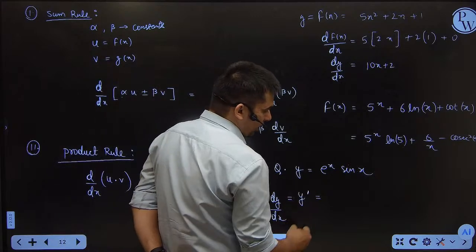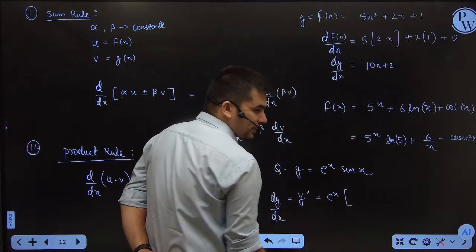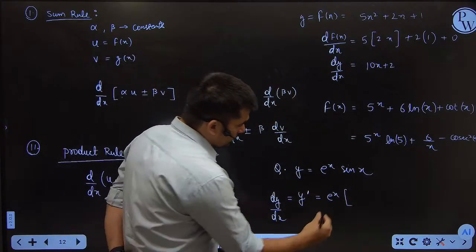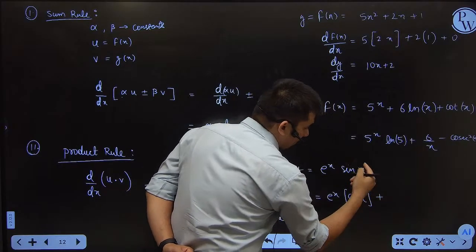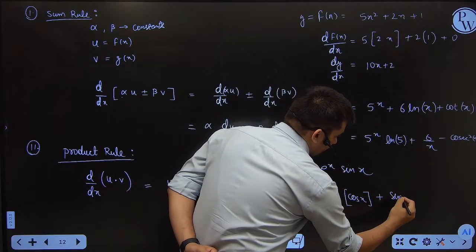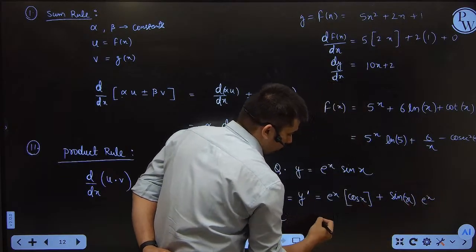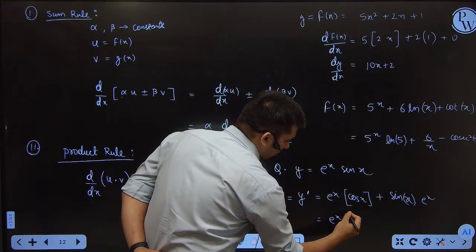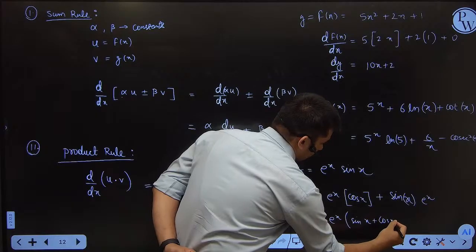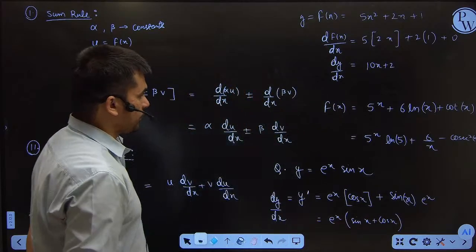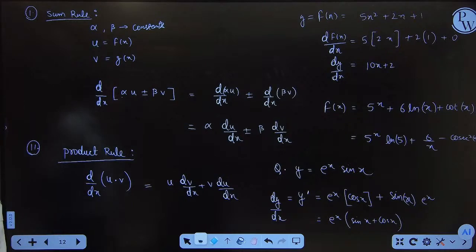What is y dash here? Tell me. E power x I am leaving. Sin x, the derivative with respect to x is how much? Cos x. Then sin x I am leaving. And e power x, what was the derivative of that? Same e power x only, no? So finally we are getting the result as e power x sin of x plus cos of x, okay. Clear?